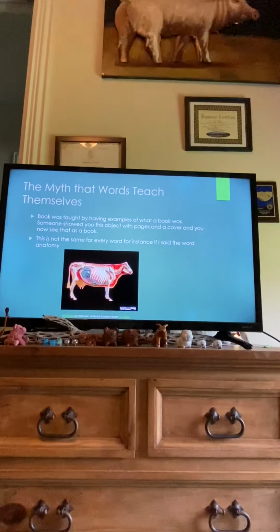For instance, if I ask students if they knew the word or term anatomy, I don't have a specific object that represents anatomy. I would have to give them the definition of anatomy and show examples of what it could be.